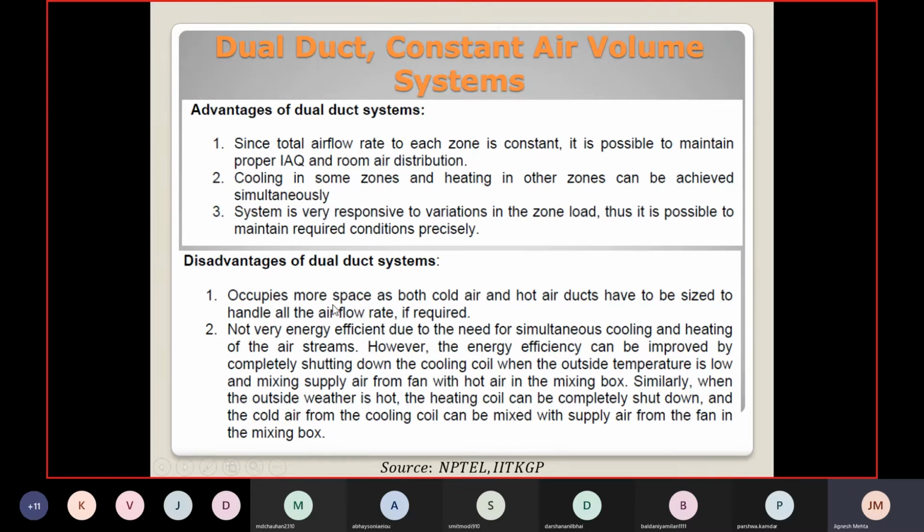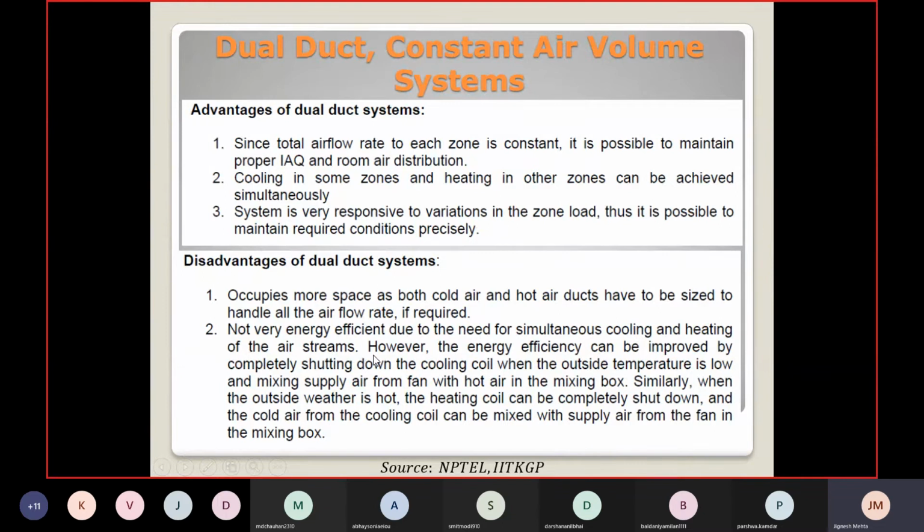Disadvantage is, now you have two sets of ducts, so obviously it occupies more space, as both cold air and hot air ducts have to be sized. Again, there is a mixing chamber to handle all the airflow rate if required. Not very energy efficient, because you are producing hot air on one side and cold air on another side, and to reduce the temperature you are mixing them. There is a need for simultaneous cooling and heating of all of the air streams.